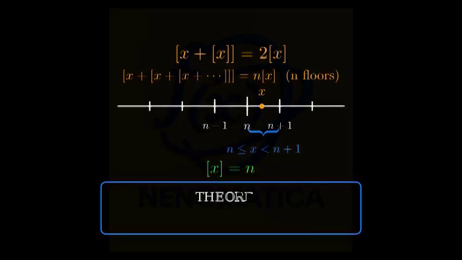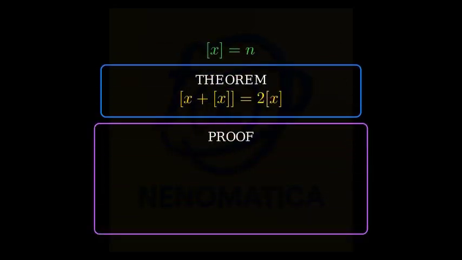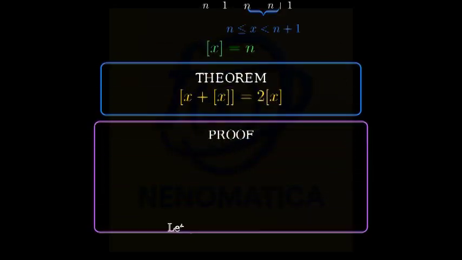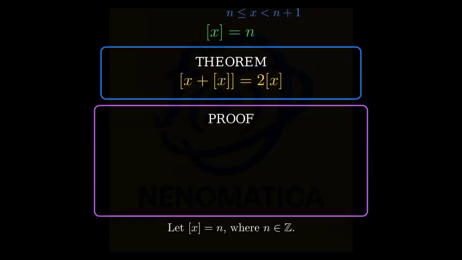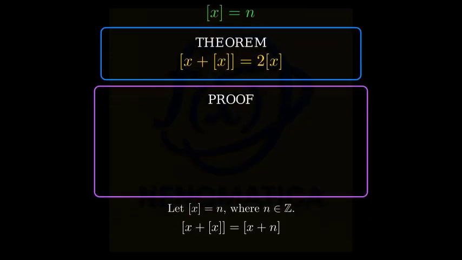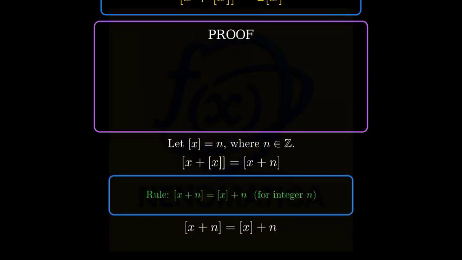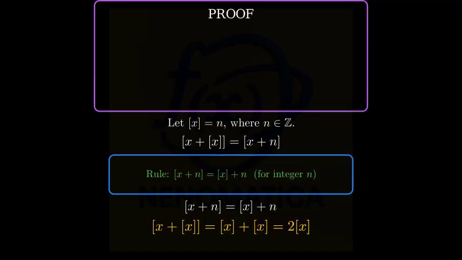Theorem: the floor of x plus the floor of x equals 2 times the floor of x. Proof: let the floor of x be n. Then the floor of x plus the floor of x equals the floor of x plus n. Because n is an integer, we can pull it out of the floor. That becomes the floor of x plus n equals the floor of x plus n. Substituting n equals the floor of x gives 2 times the floor of x.